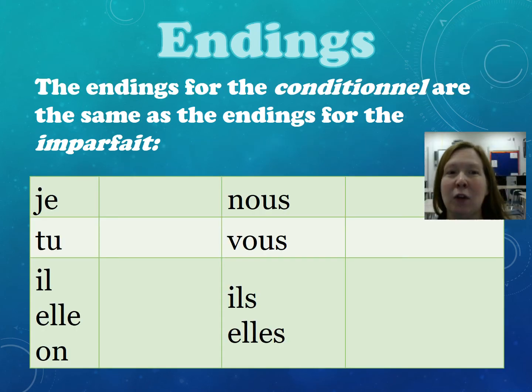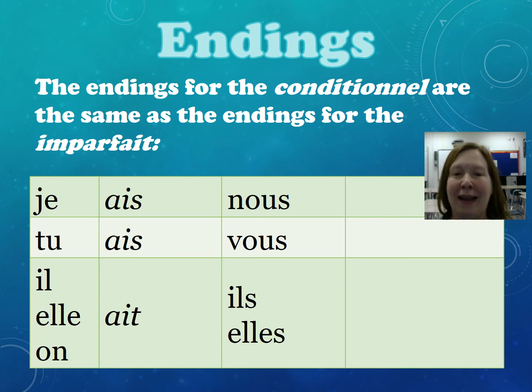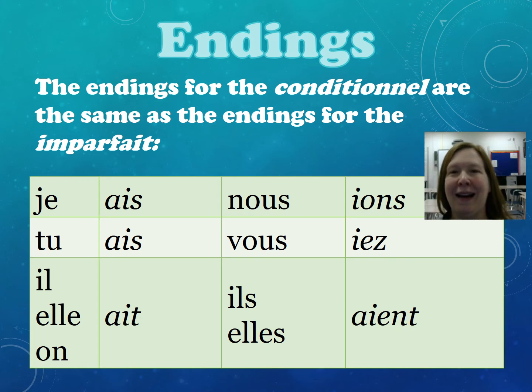And then the endings for the conditionnel are the same as the endings for the imperfect. And just in case you've forgotten those endings, let's take a look at what they are. For je, it's AIS, tu, AIS, il, elle, on, AIT, nous, IONS, vous, IEZ, il and elle pluriel, AIENT. These endings are really, really important because, again, you're starting with exactly what you started with for the future. So if you don't have the endings right, it could be confused for the future instead of the conditionnel.